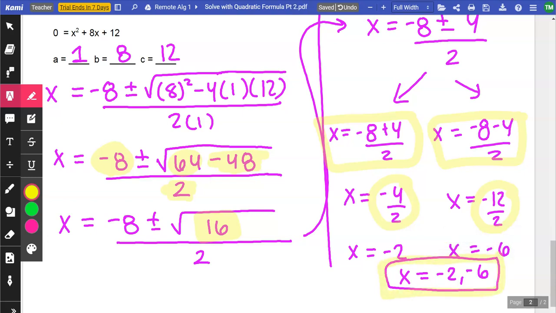When we graph this parabola, we're going to see it hit the x-axis at negative 2 and negative 6. And that's all for this week.